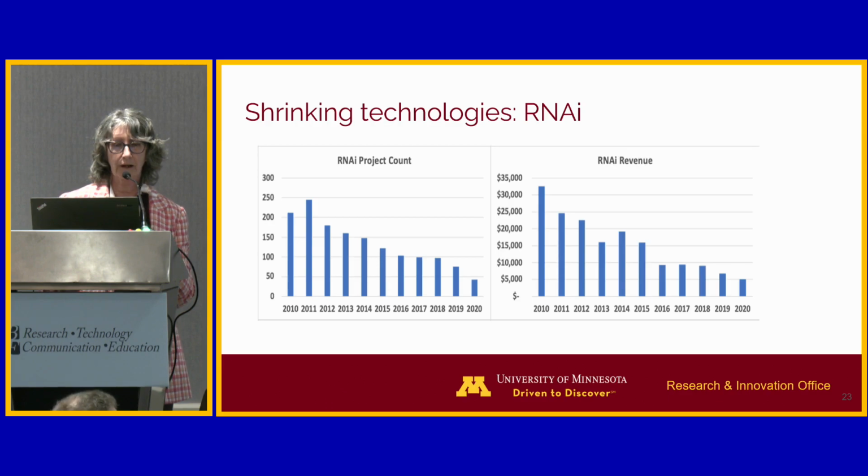Interestingly, this RNAi project count actually has a healthier number of projects, falling down to maybe more in the 50 to 100 range. But look here, the revenue being generated by those projects is only 5 to 10,000. Is it really worth it, even if you're running a lot of projects, to keep a technique where the service is only generating a tiny drop in the bucket?